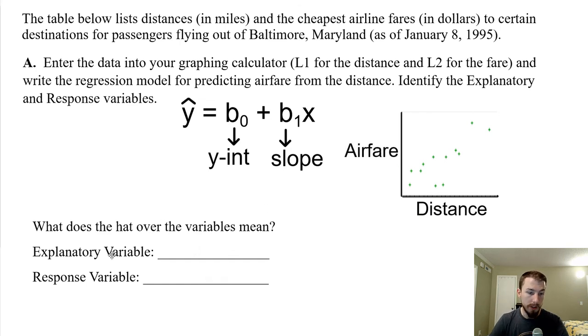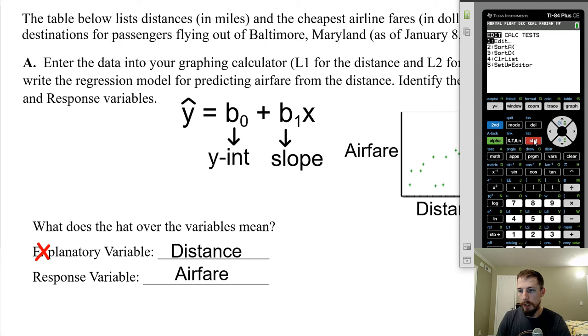Our explanatory variable is the one that explains the other, our x variable. Another way to remember it: explanatory has an x in it, which tells us it goes along the x-axis. So x-axis is distance, and the response variable is airfare. The response variable is the one that we're measuring, the one we're interested in and trying to explain. All right, so we want to put this into our graphing calculator.